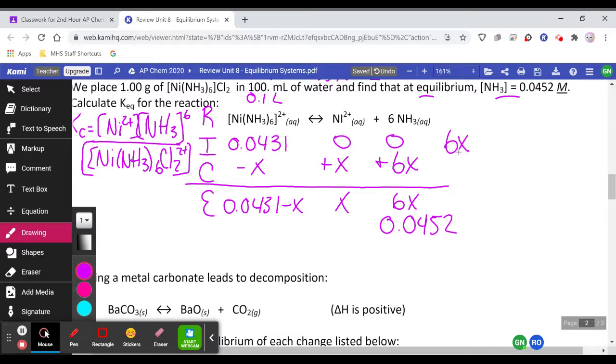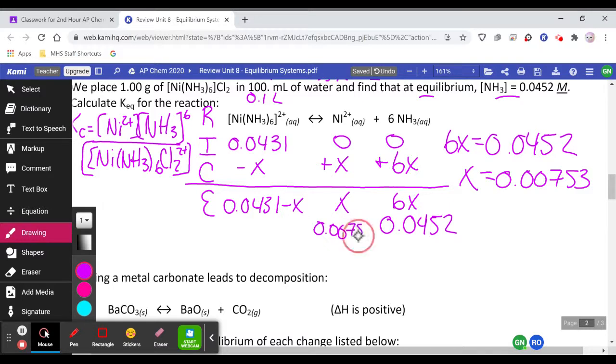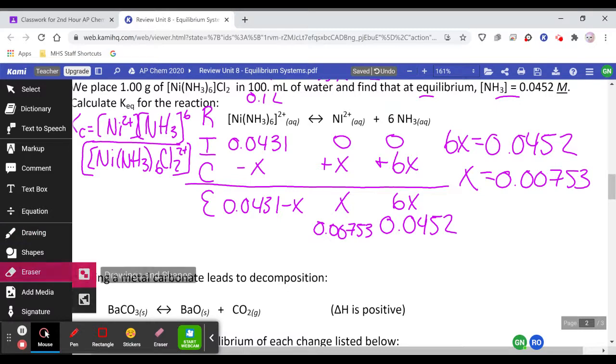So I know 6x is equal to 0.0452. And so I know my x here is going to be equal to 0.00753. Okay, and so we're going to be plugging in these values, but I'm going to go ahead and write down what those concentrations are before I plug them in my expression. And so I know x is 0.00753. So that's my concentration of the nickel. That looks like a 6, so let me rewrite that a little bit.